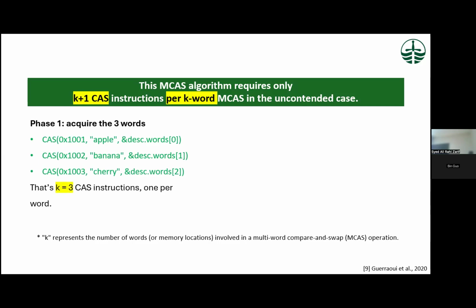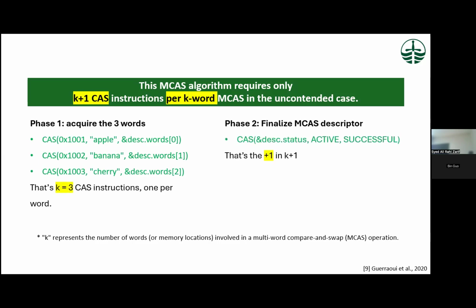So here I have 3 CAS operations, so k equals 3, we can think. And we need 1 more CAS to update the descriptor status from active to successful. So that is k plus 1 that we are saying: we have to use k plus 1 CAS instructions to update k number of words. If I have 5 words, we need 5 plus 1.